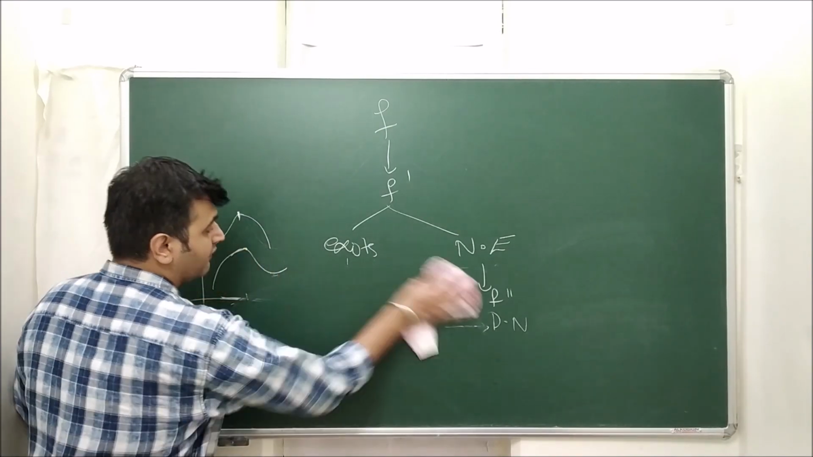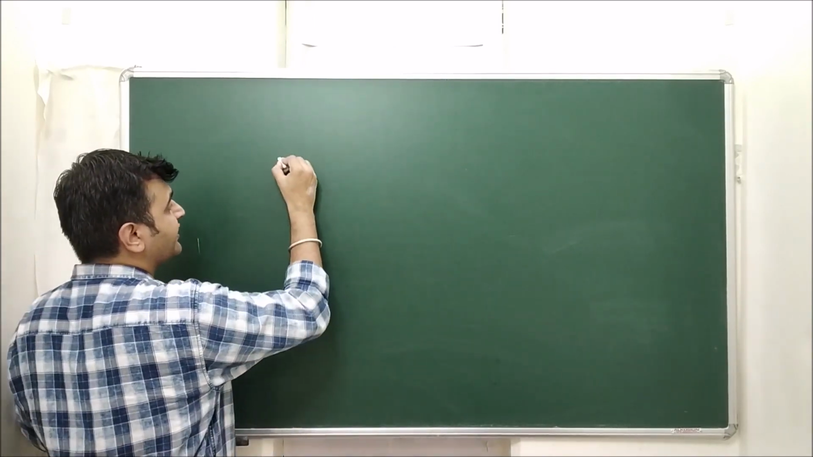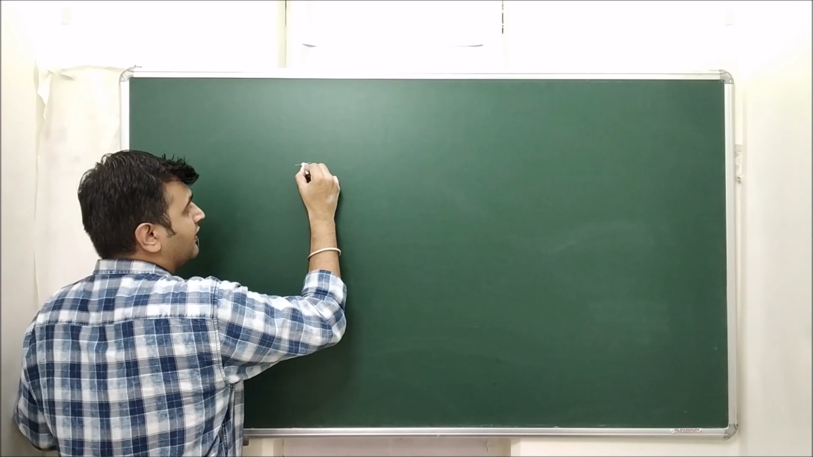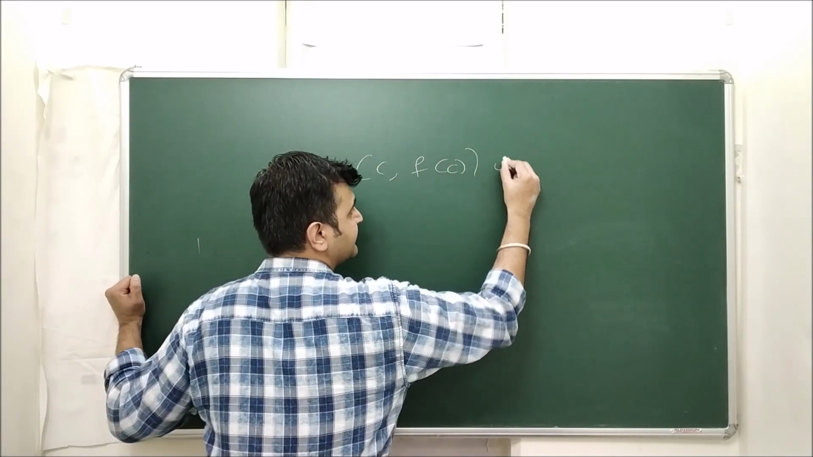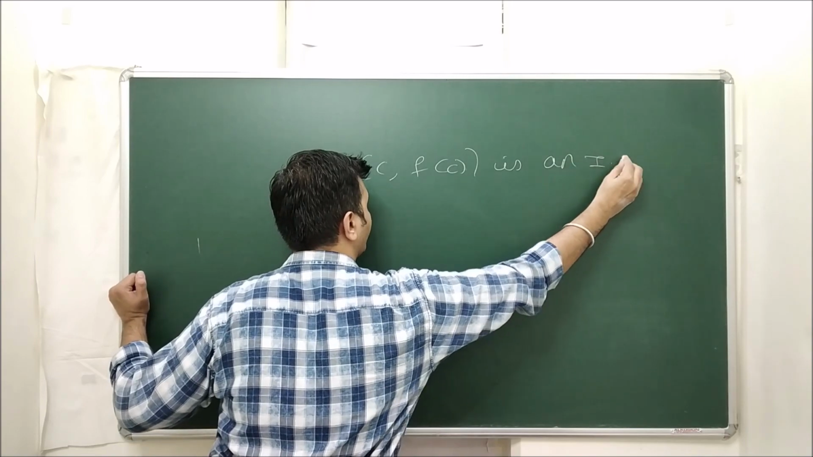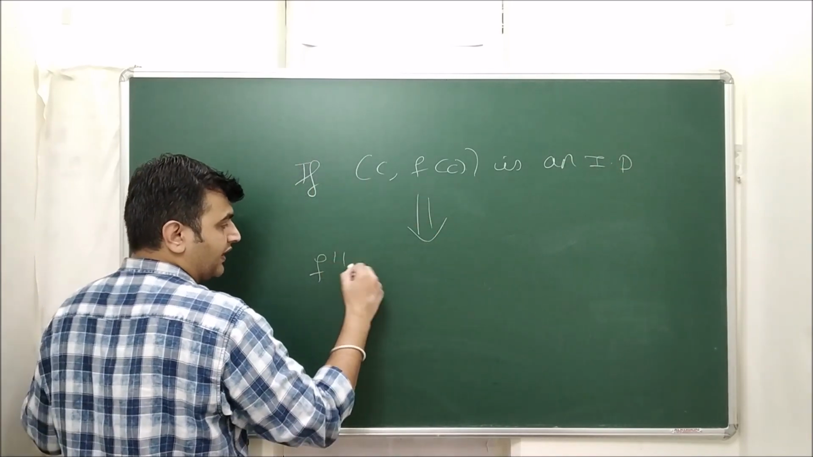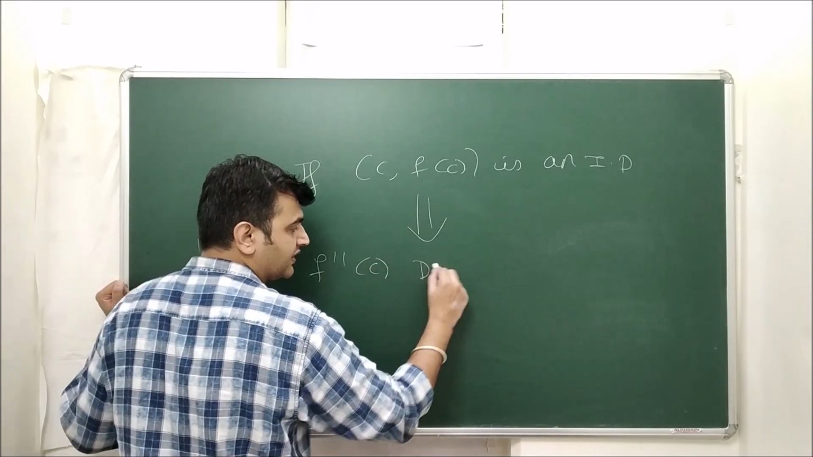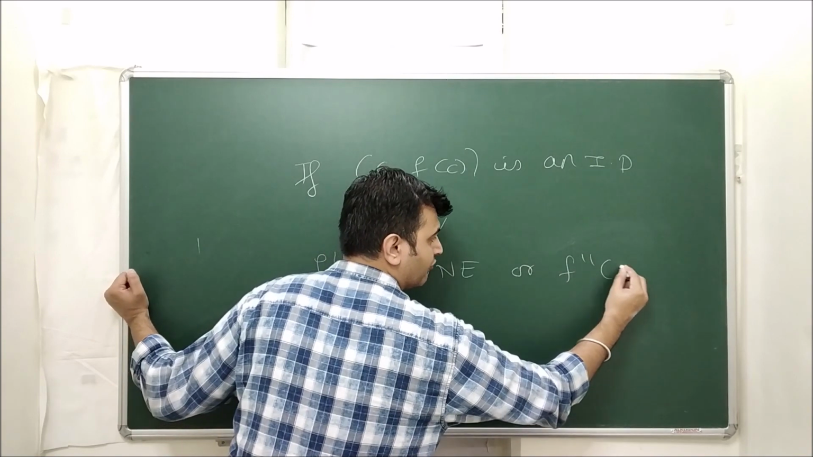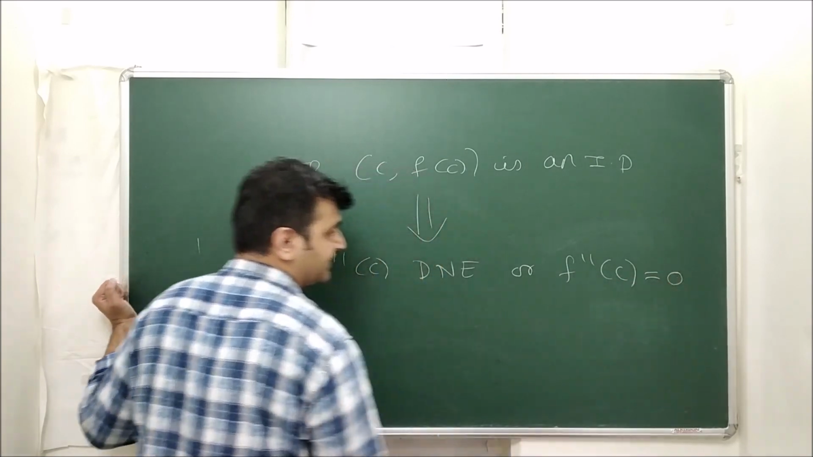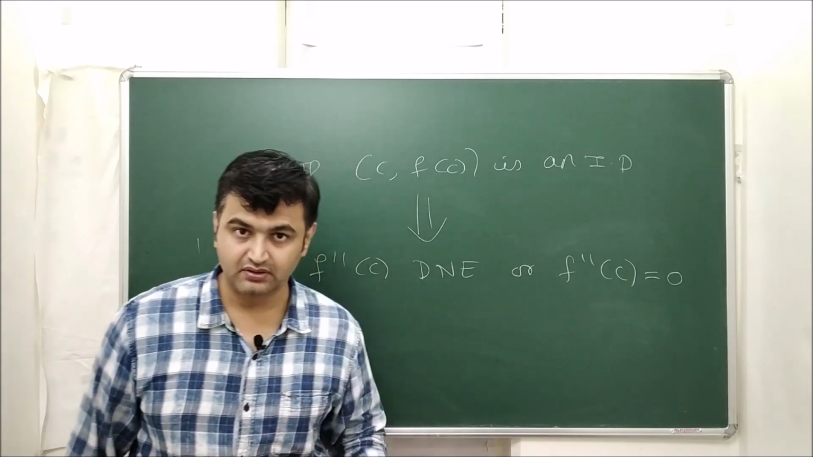Okay, and therefore one can make a note or a statement that if (c, f(c)) is an inflection point, then either the double derivative at c does not exist, or if it exists, then what can you say? It has to be 0. Okay, so inflection point implies one of them should be there.